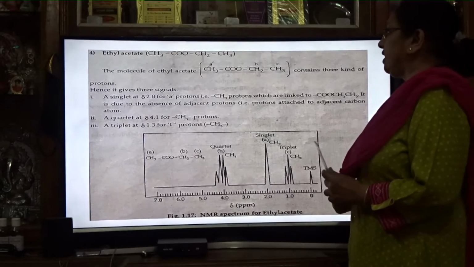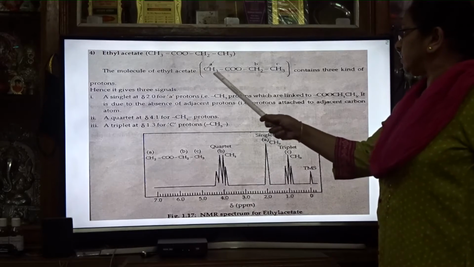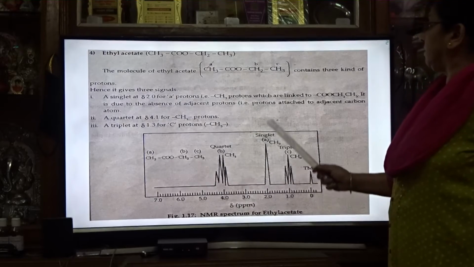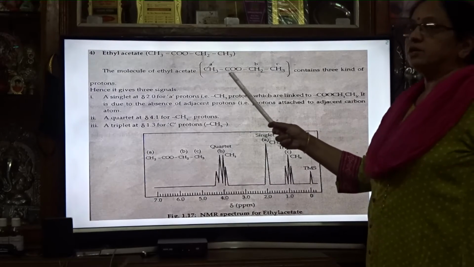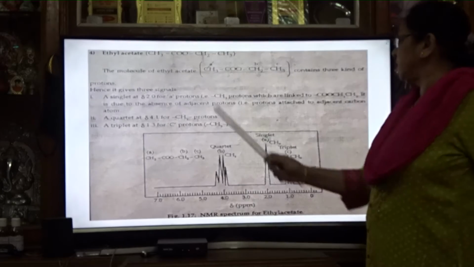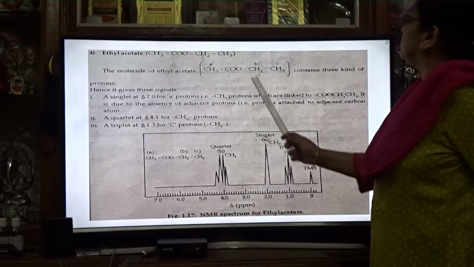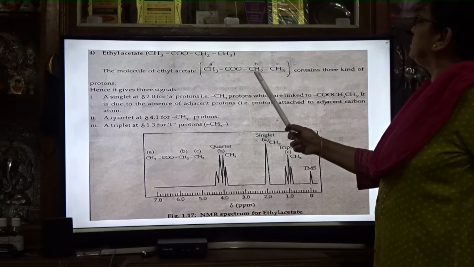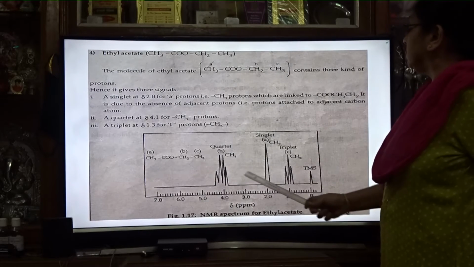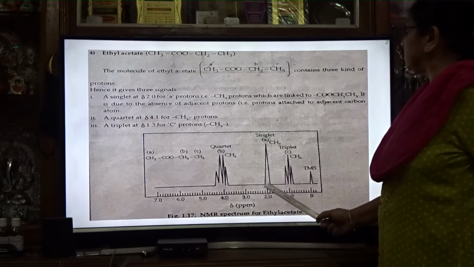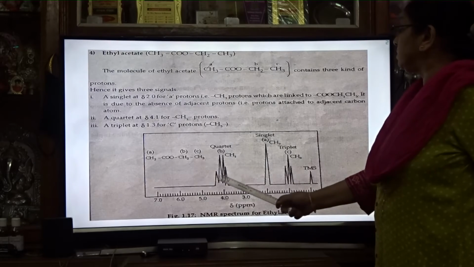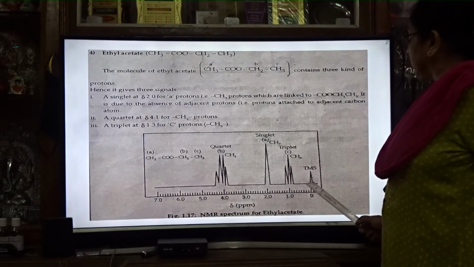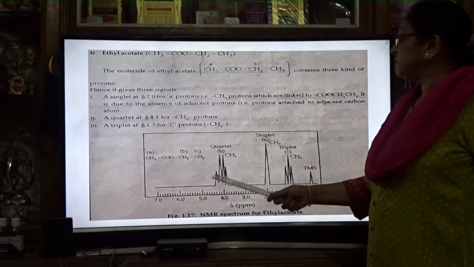Next example is ethyl acetate. Ethyl acetate is having 3 signals. A is CH3, on the side carbon there is no hydrogen, so it is having a singlet. For CH2, on the side there are 3 hydrogens, so it is having a quartet. For the other CH3, on the side there are 2, so it is a triplet. So there are 3 signals: A is a singlet, B is a quartet, and C is a triplet. And this is the symbol for the signal for TMS. So this is the splitting.